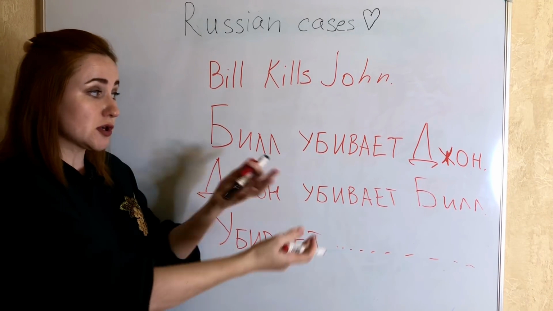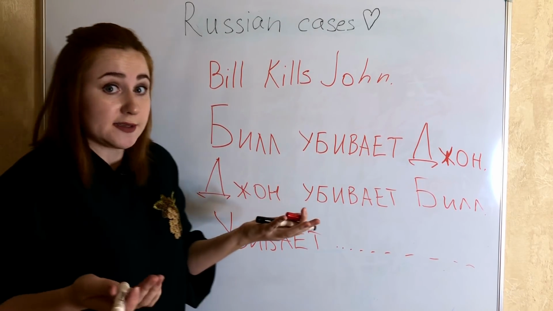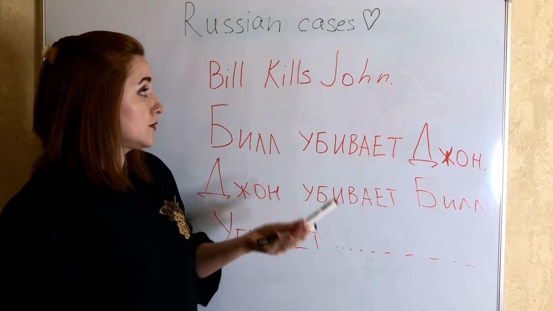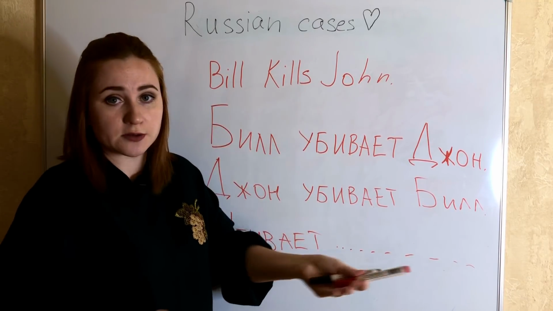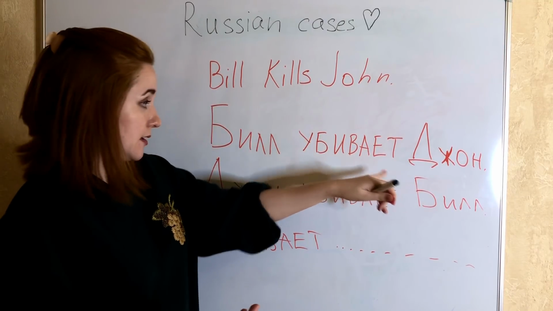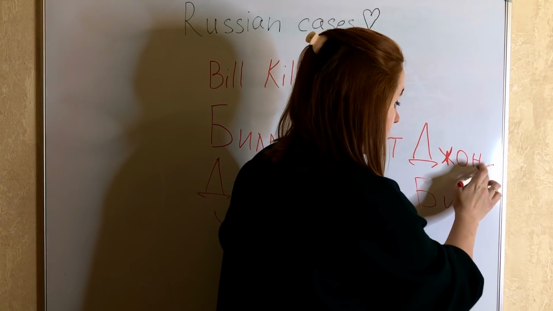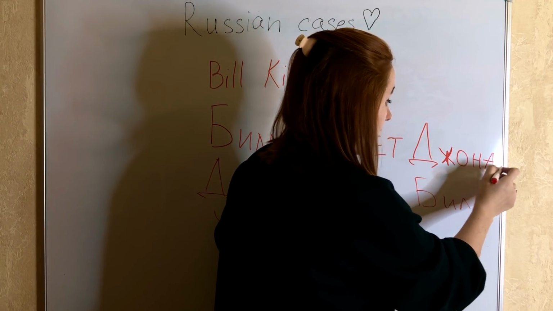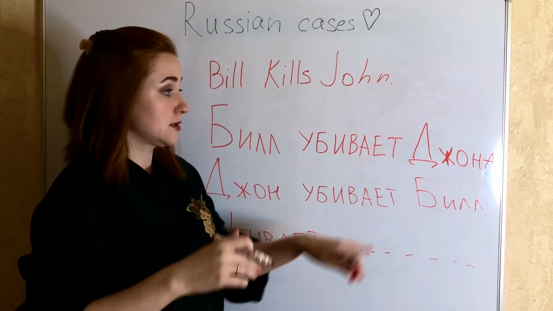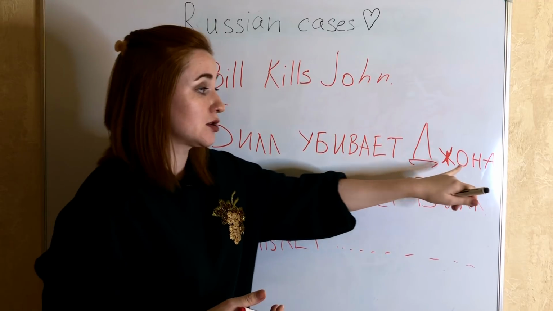So again, if you don't use the case, if you don't use the proper ending, you will simply mess it up. You will not understand who kills somebody, who is innocent, who is guilty, who goes to jail, who stays free. So we should put the ending here. Bill kills who? He kills John, and we add Johna. Now we understand that this is the subject who does something to the object. He kills Johna. Bill убивает Johna.